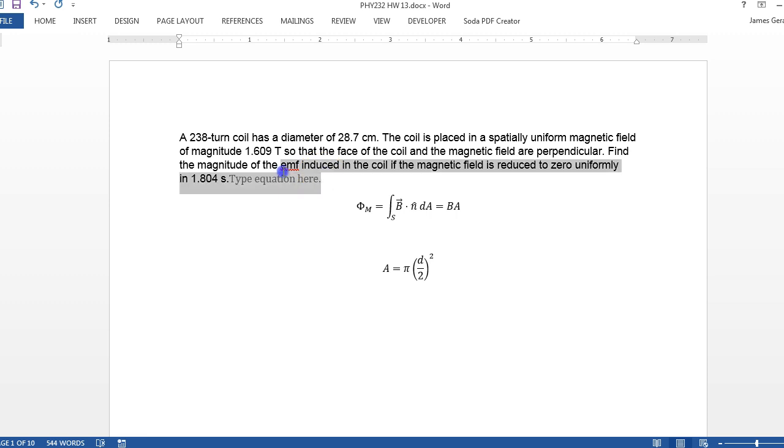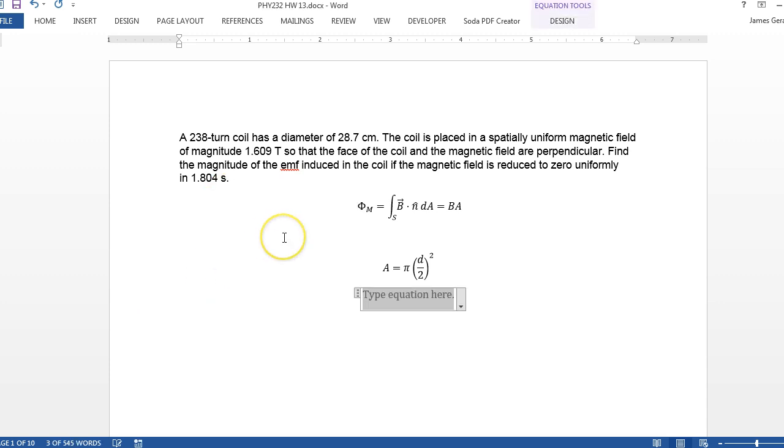See if I can delete that real quick. What we're after is the EMF, right? So the EMF, pause. Okay, sorry about that. Now that I've remembered how to type a script E, that looks more appropriate.